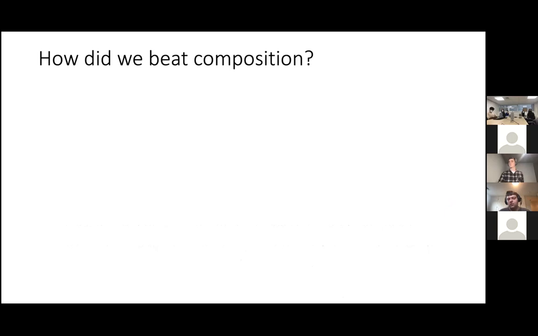Okay, so you're probably wondering how did we end up beating composition? I want to give you some intuition for that by revisiting the example we had earlier of randomized response showing that a fixed number of repetitions does not beat composition. So let's go back to that example and work things out again. This is not a proof, but it does capture a lot of what's going on in the proof.